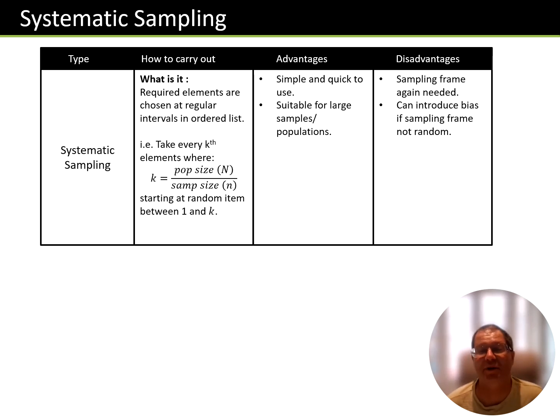Disadvantages, well, again, you still need a sampling frame because you have to have a list. And as I said before, if your sampling frame is not completely random, then you might end up picking on a certain feature depending on how the sampling frame is laid out. So it could introduce bias in theory.